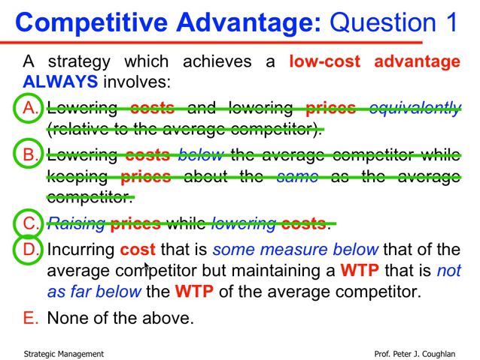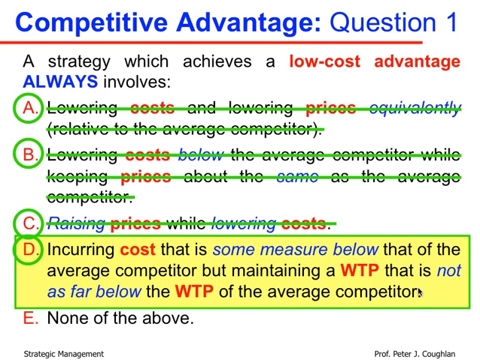So again, you are incurring costs that are some measure below that of the average competitor, but maintaining a willingness to pay that is not as far below the willingness to pay of the average competitor as your cost is below that of the average competitor. And that is exactly what it takes to have a low cost advantage. And therefore, since that's the correct answer, answer E, none of the above, is not an option.